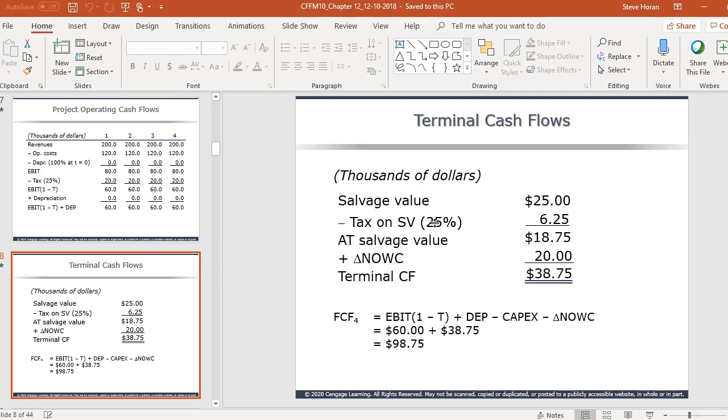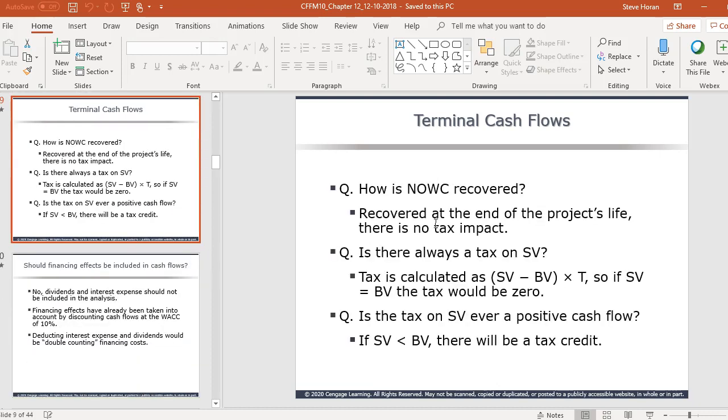Also, I use up that final batch of inventory, and so my inventory balance goes down, my accounts payable is paid off, and I recover that initial cash outflow back in year 1 for net operating working capital. I now get that back, and so my terminal cash flow is 38.75. So I have to put that in that final year and include that. So that kind of just answers some questions here about terminal cash flows.